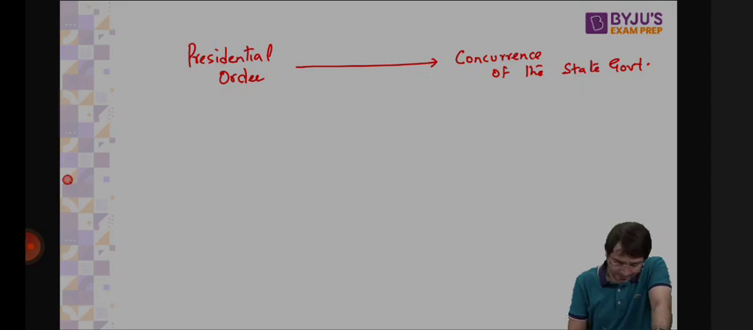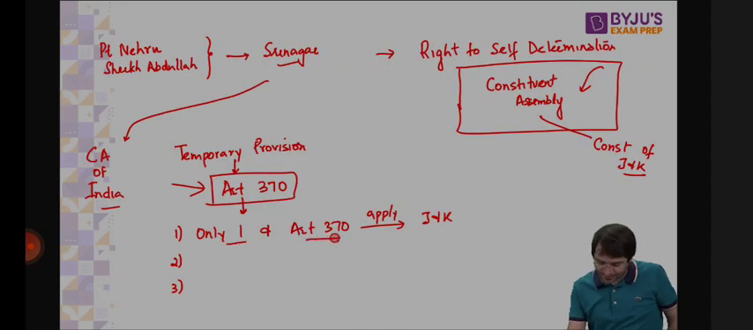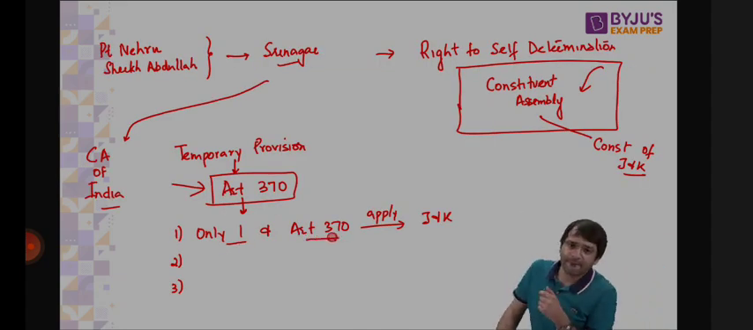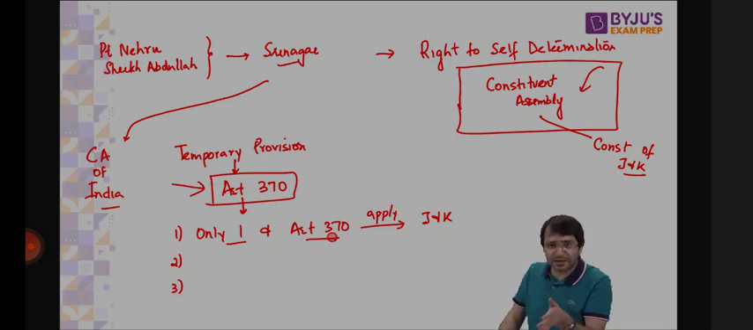But when we say only Article 1 and Article 370 of the Indian Constitution applies to Jammu and Kashmir, does Article 2 apply? Article 3 apply? Article 4 apply? Citizenship chapter applies? Fundamental rights apply? Directive principles apply? Supreme Court applies? Election Commission applies? Finance Commission applies? CAG applies? Nothing applies.